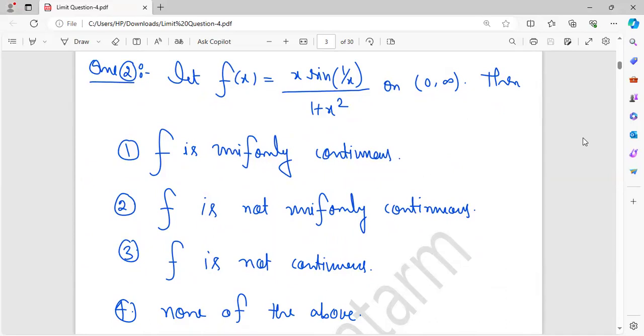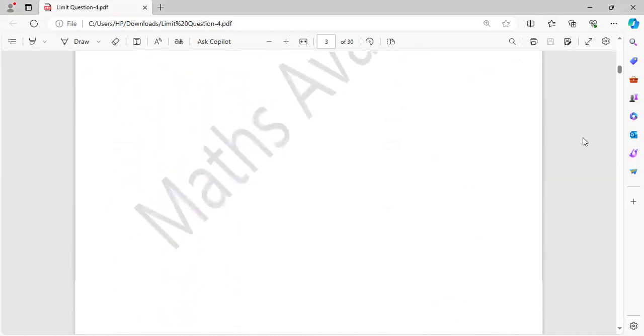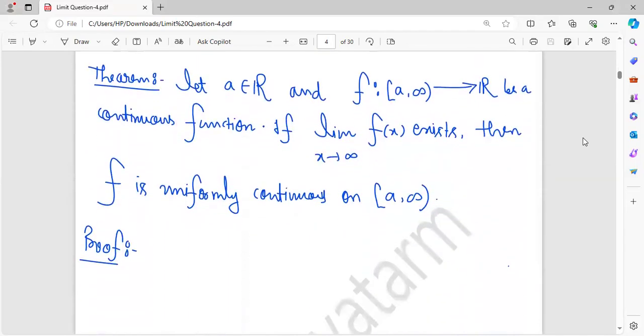For that we are going to study a theorem. Let a belong to the real numbers, and let f: [a, infinity) → R be a continuous function. If the limit of f(x) as x tends to infinity exists, then f is uniformly continuous on [a, infinity). So how to prove this theorem? Let's prove it first, then we'll come to these two questions.